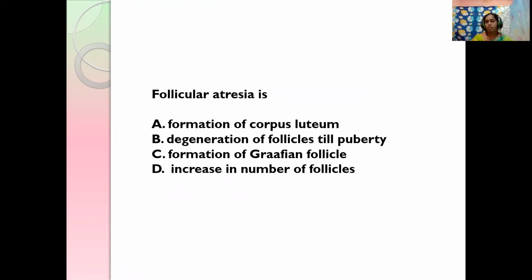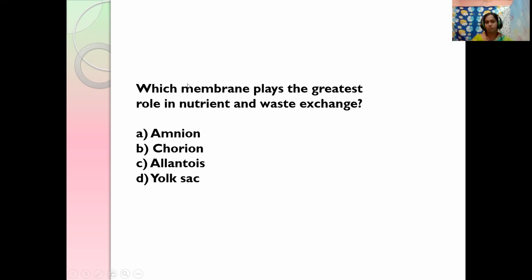Follicular atresia is: formation of corpus luteum, degeneration of follicles till puberty, formation of Graafian follicles, or increase in the number of follicles? Okay, so already we have learned, students, atresia means degeneration. So degeneration of follicles till puberty is called follicular atresia.